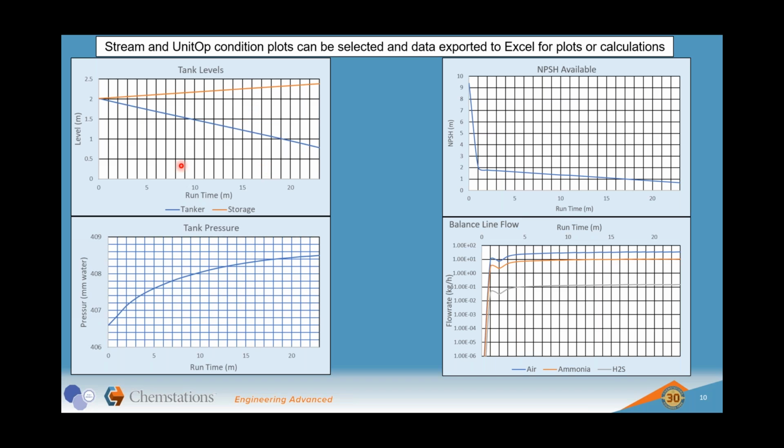But here's the tank level. This is the vessel. NPSH available. See, we're okay here. As the tank's getting empty, obviously we've got a problem coming there. Tank pressure, we've stayed under the set pressure of the breather valve, and this is actually giving us the composition of the exhaust gas.